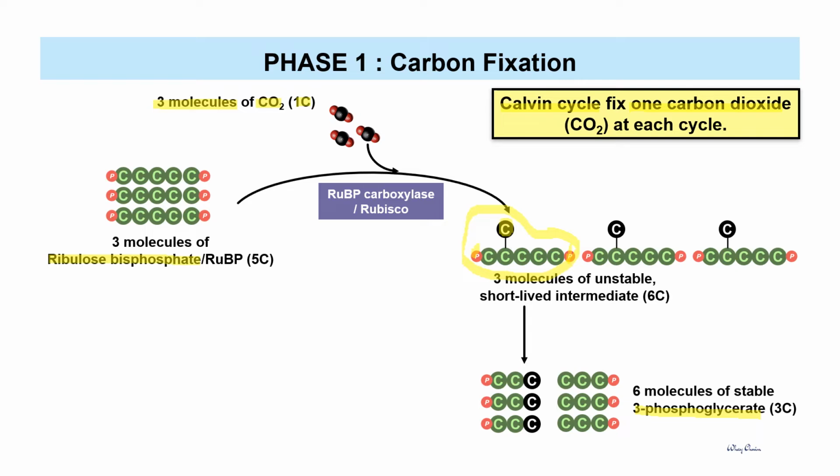It means that every 3 molecules of CO2 fixation is able to produce 6 molecules of 3-phosphoglycerate, which is the stable molecule. And this is the reason why the Calvin cycle has another name, the C3 pathway, because the first stable molecule is the 3-carbon 3-phosphoglycerate.